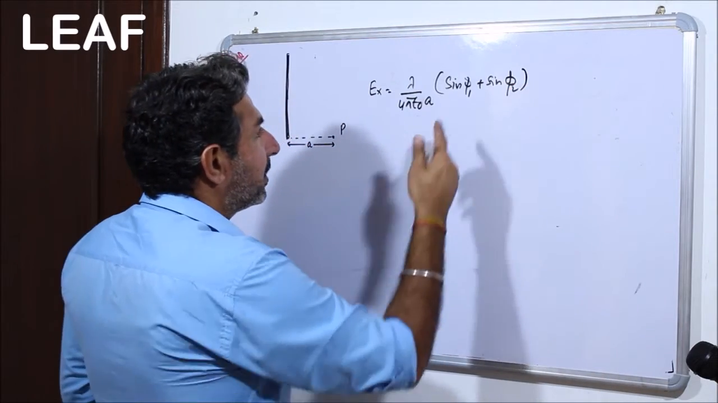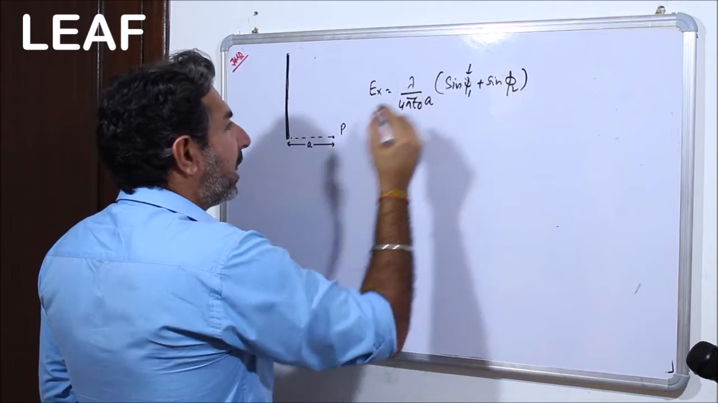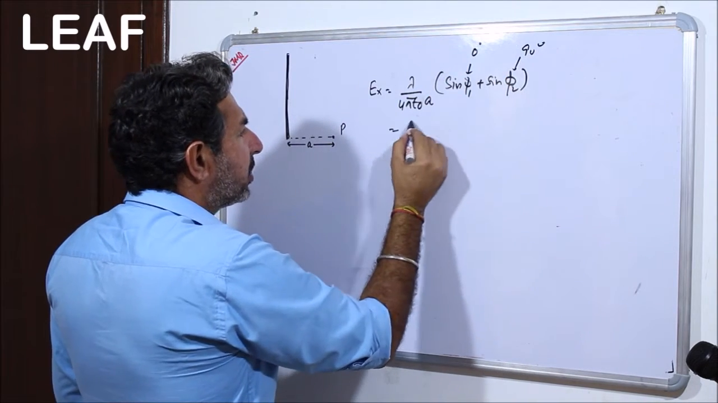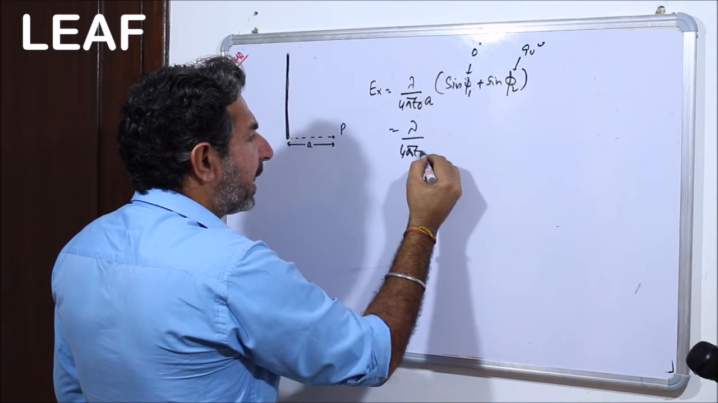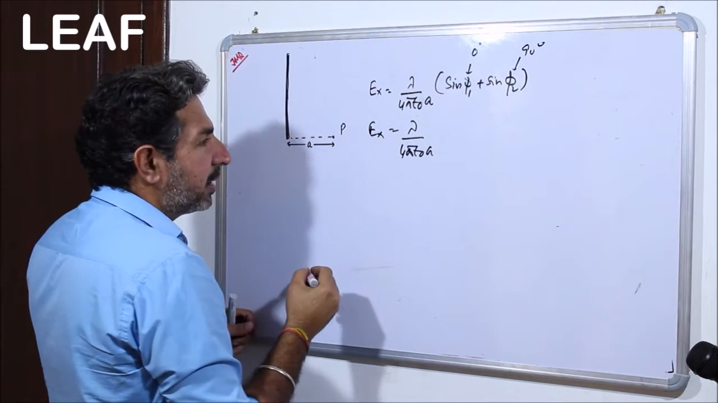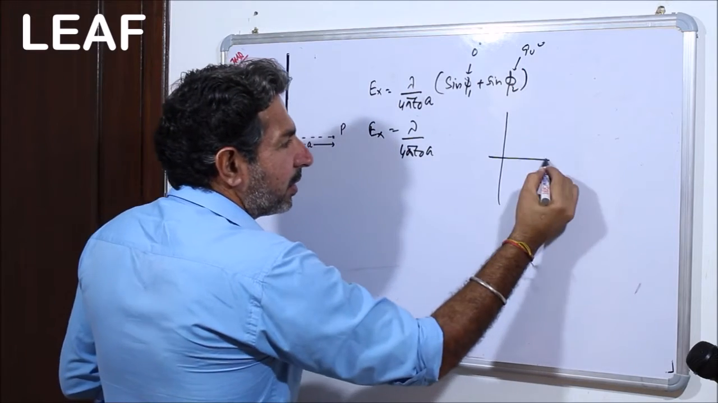Take it in your mind. Phi 1 over here comes out to be 0 and phi 2 comes out to be 90. So it is lambda by 4 pi epsilon naught A. That's it. Because this was the scenario.